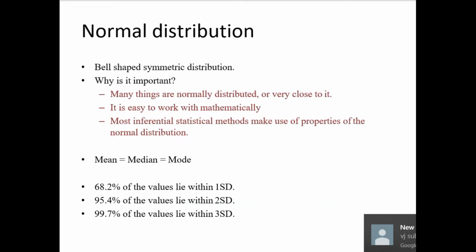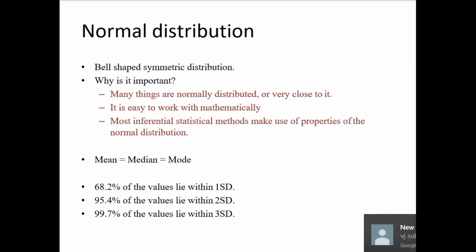Normal distribution. A bell-shaped symmetric distribution. Why is it very important? Many things are normally distributed or very close to it. It is easy to work with mathematically. Most inferential statistical methods make use of properties of the normal distribution. Mean is equal to median is equal to mode.